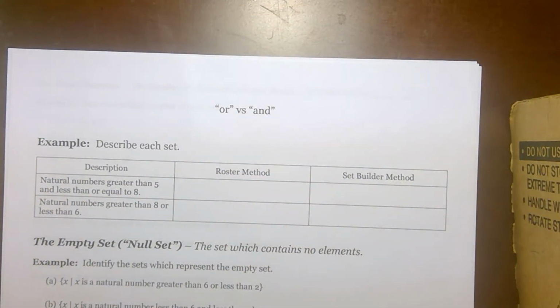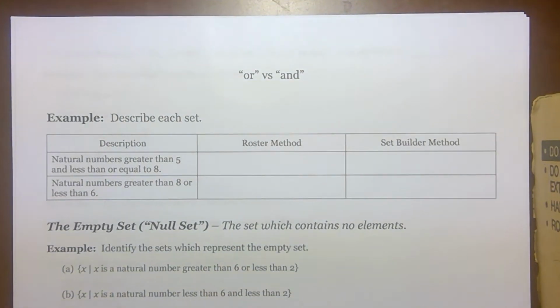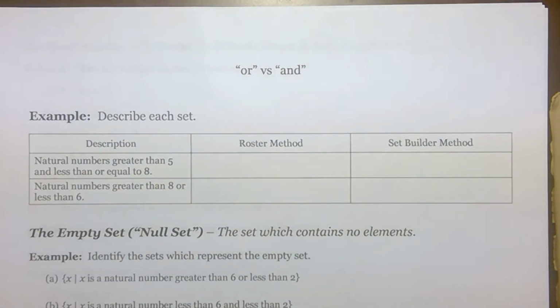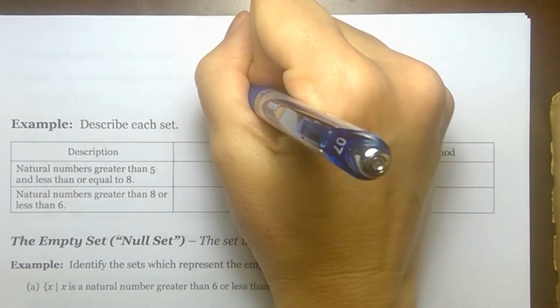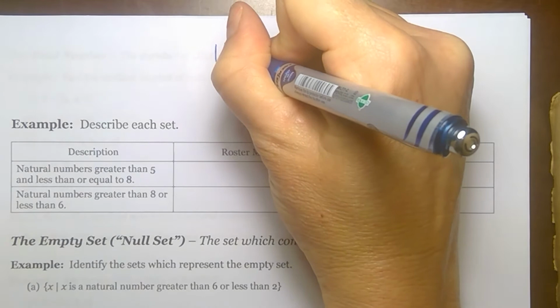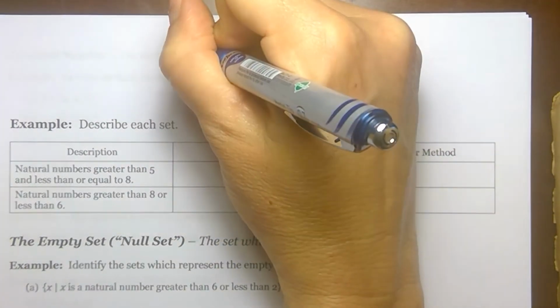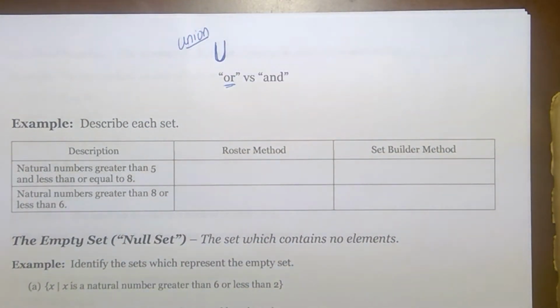Or versus and. Or and and are my key words in set theory. Or signifies union and and signifies intersection. So if I'm talking about or, I have the symbol. It looks like a U, but we don't come back down like we do for the universal set. This signifies union. Union means or.